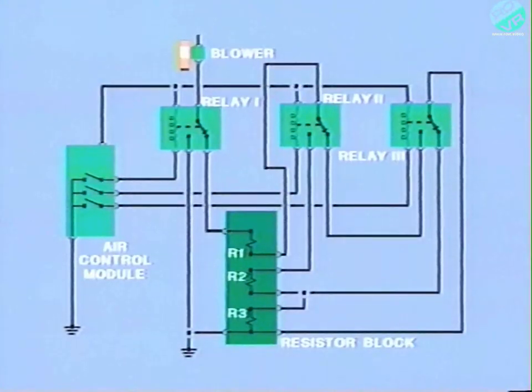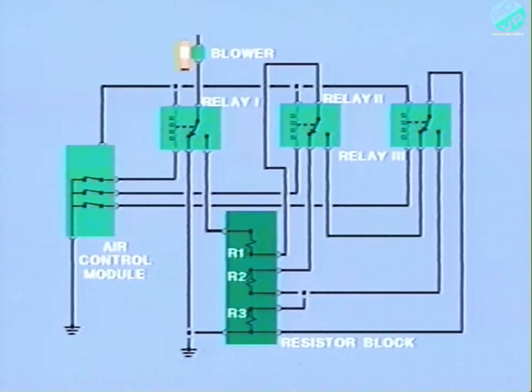The ACM does this by providing or interrupting grounds to 3 blower relays. The relays control 3 resistors, which complete the circuit from the blower and which can be inserted in series into the circuit. In other words, the relays provide a ground for the blower motor, which varies in resistance, depending on the number of resistors involved.